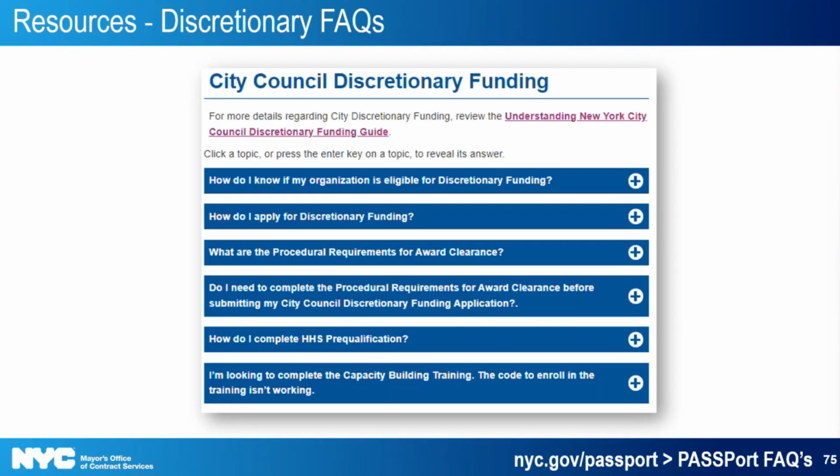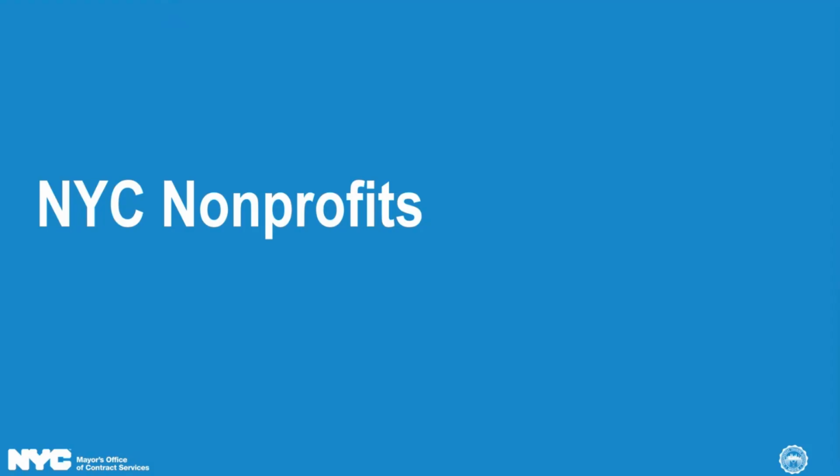Clicking on Passport FAQs in the left navigation menu will bring you to a page that breaks down frequently asked questions by subject. This includes a section specific to City Council discretionary funding that can be found toward the bottom of the page. The NYC Nonprofits website also offers valuable resources for nonprofit providers.